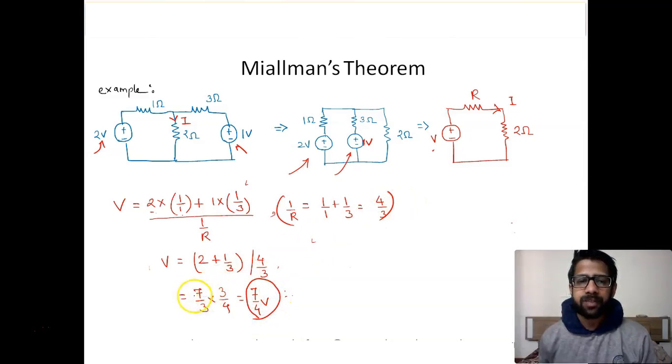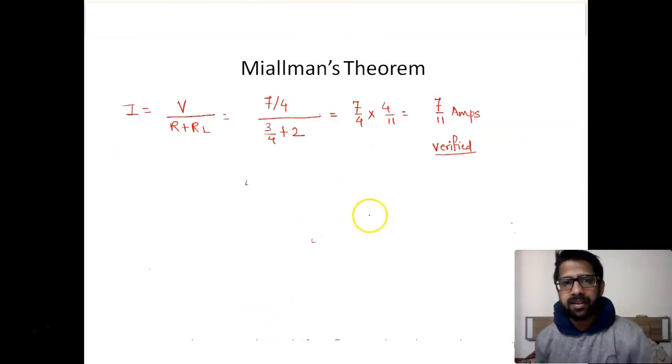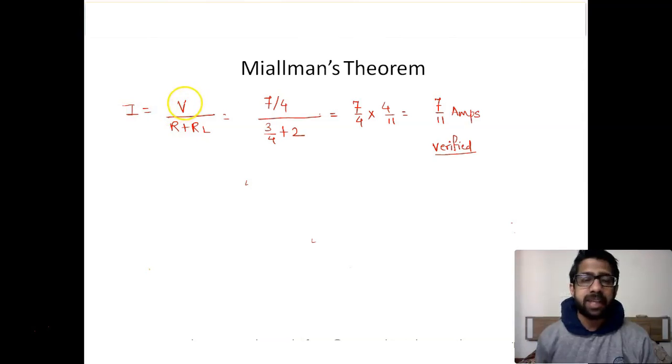Alright, so the value of V is 7 by 4. And we already have the value of R, which is 3 by 4, the reciprocal of 1 by R. So ultimately the current I will be given by V divided by R plus RL, which is 7 by 4 divided by 3 by 4 plus 2. If you solve this, you get 7 by 11 amperes, which is consistent with our previous results, and hence Millman's theorem is also verified.